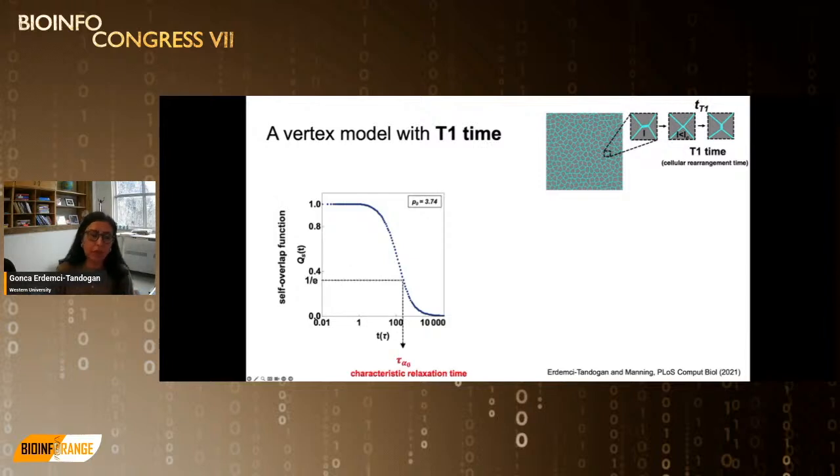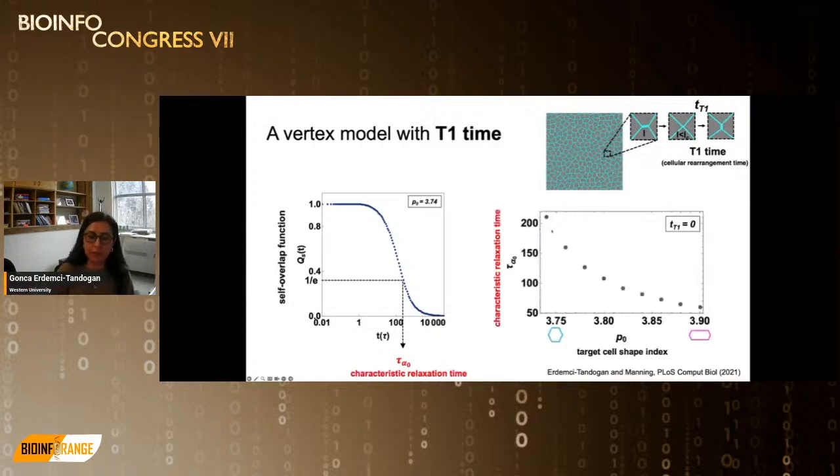We specifically look at the fraction 1/e. When the self-overlap function is 1/e, the time corresponding to this point we call the characteristic relaxation time. It means that at this point of the simulations, most of the particles have moved more than a characteristic distance, which is a cell size distance. That's what we call the characteristic relaxation time. First, we analyze the characteristic relaxation time of the tissue with T1 time equal to 0, with instantaneous cellular rearrangement time as in the standard vertex models.